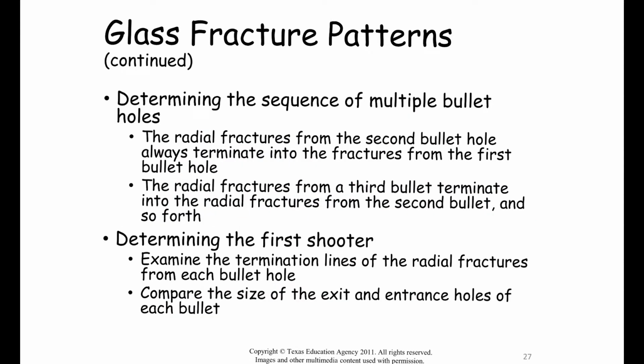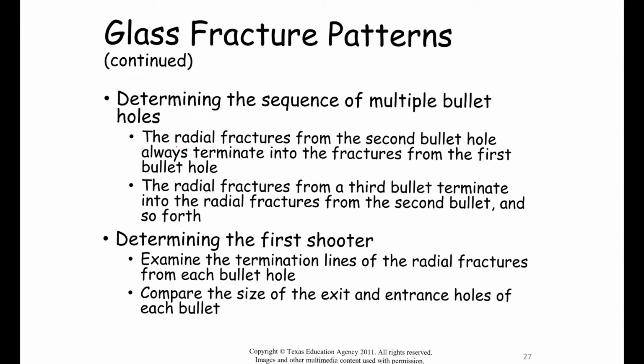I said that we're going to have to use those radial fractures again, and this is where they would be used. We use them when we try to determine the sequence of multiple bullet holes or multiple gunshots. Remember we said that radial fractures will end or terminate into fractures that were already there. So we're going to use that to help us figure out which bullet hole came first and which shot came first. I will do more explaining on the picture that follows this.